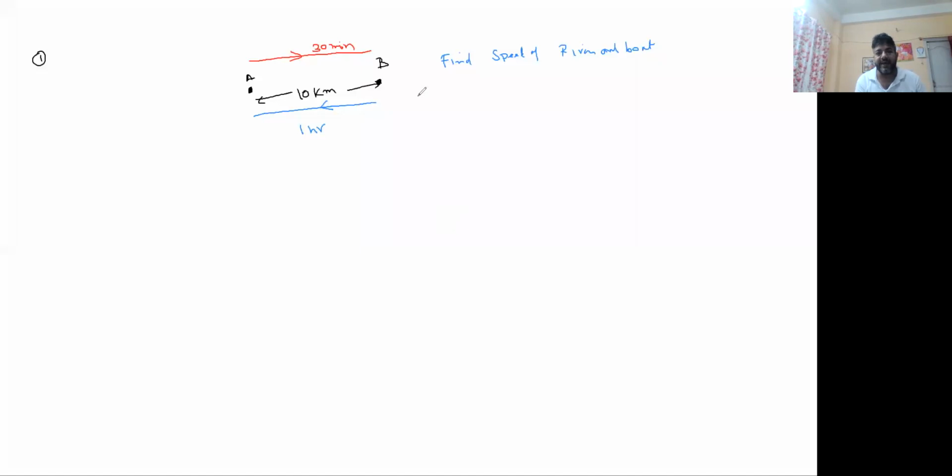So A to B when traveling, the best way to understand is time. See how much time it took: less time. So for the distance traveled, less time means downstream, meaning V plus U. That time in minutes we can convert into hours. So we can write V plus U is equal to 20. Clear? Can we write this? Yes.